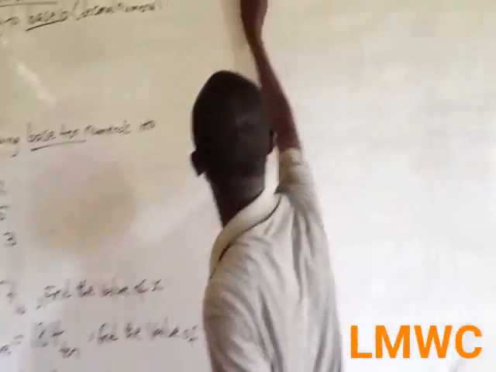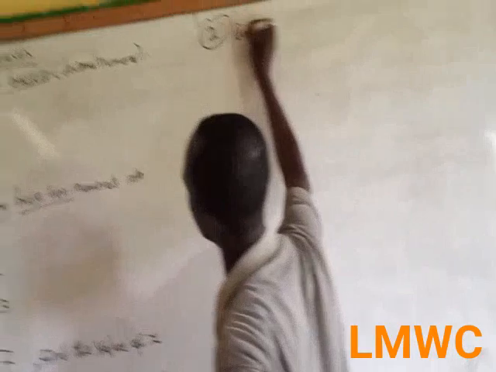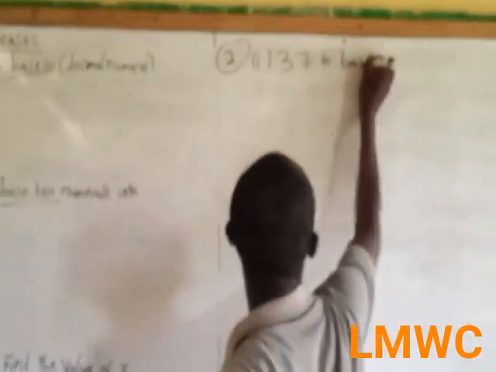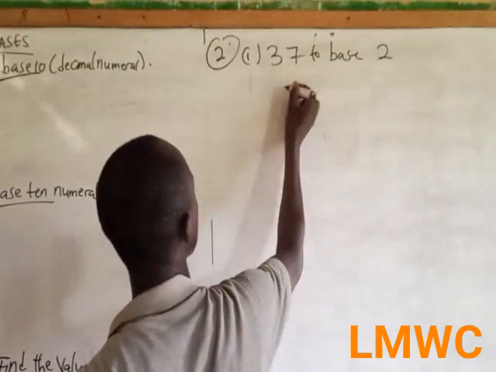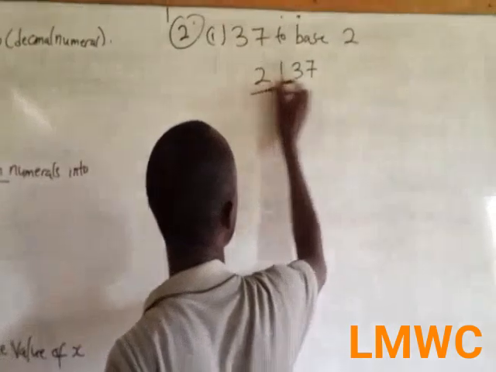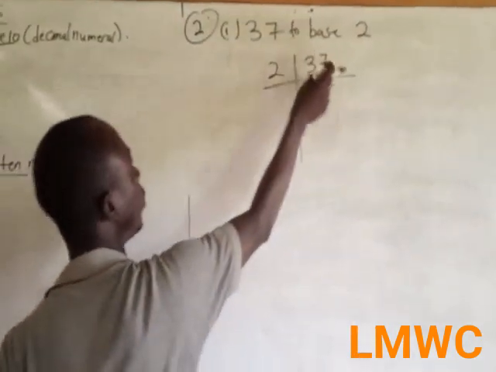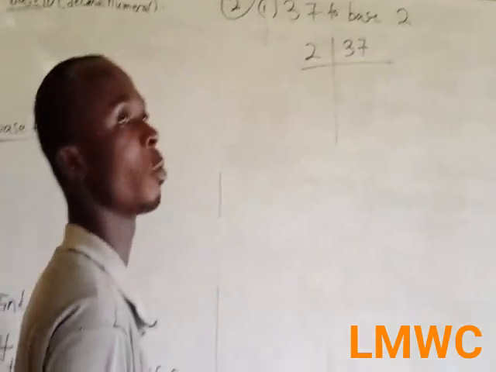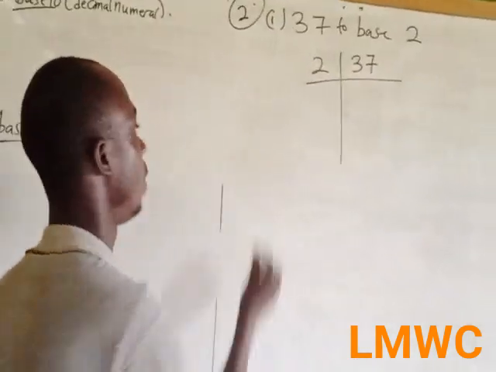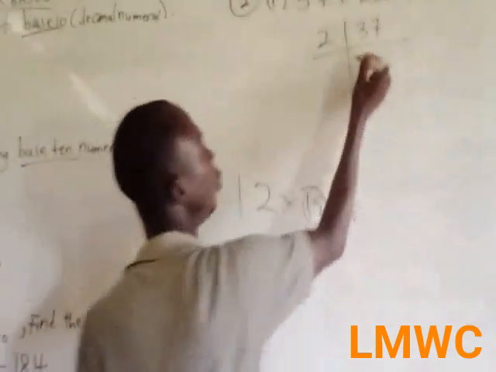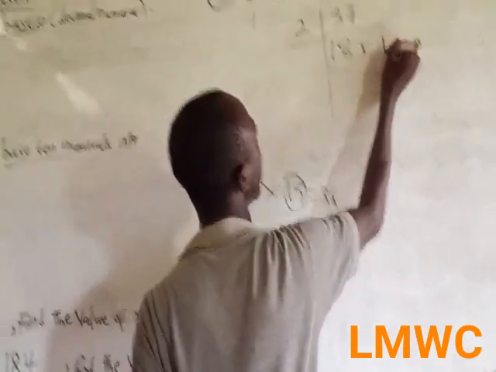So the second aspect, 37 base 10 to base 2. So this 2, we are having 37 here. That's how I do it. 2 goes into 37, how many? It's 18, because 2 times 18 is 36, remainder 1. But 2 times 19 is 38, which is more than 37, so you can't use 19. So you use 18, remainder 1.